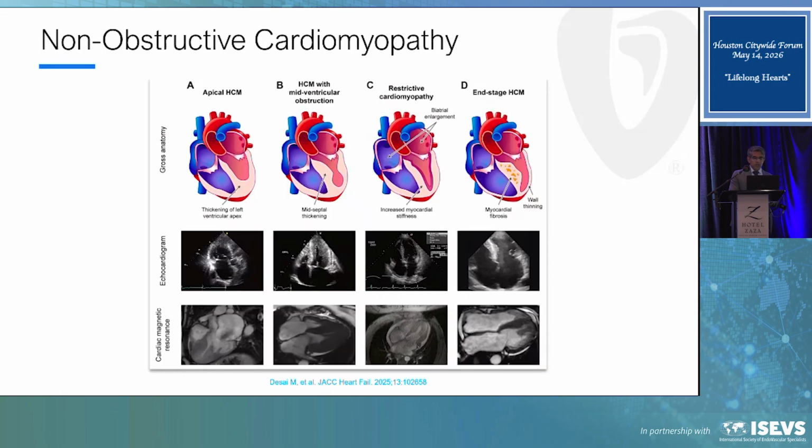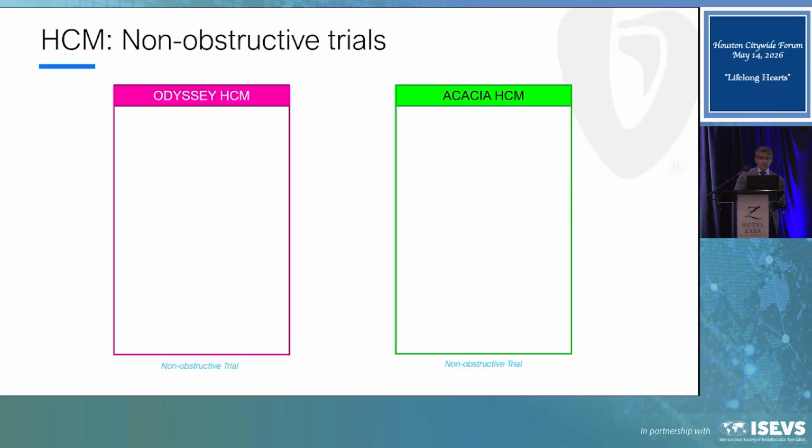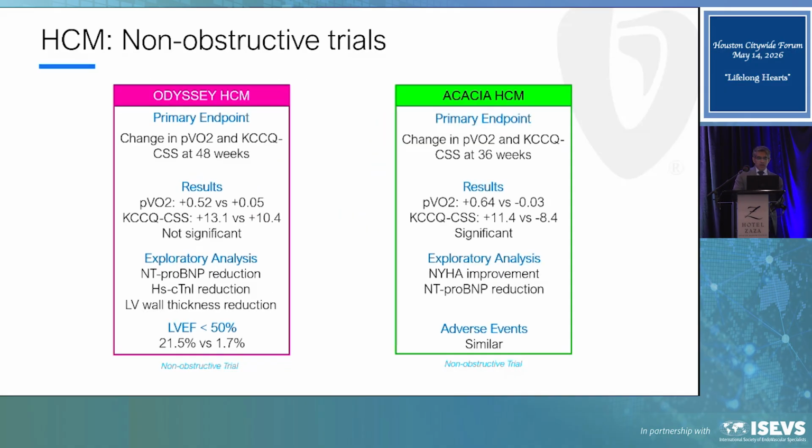So finally, the last thing I'll talk about is non-obstructive hypertrophic cardiomyopathy. And this is something we see quite a bit. They looked at this in two trials. The ODYSSEY-HCM trial was published in the same issue of the New England Journal. And this was a trial that looked at mavacamten for non-obstructive HCM. And this trial actually did not meet its primary endpoint in peak VO2 or KCCQ improvements.